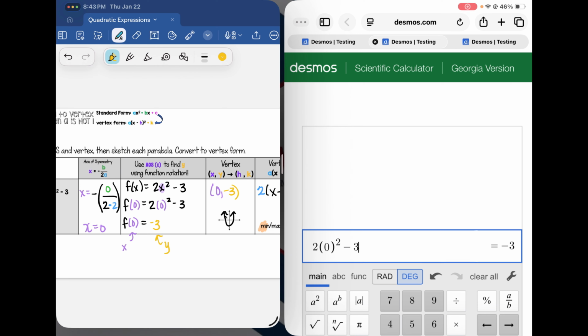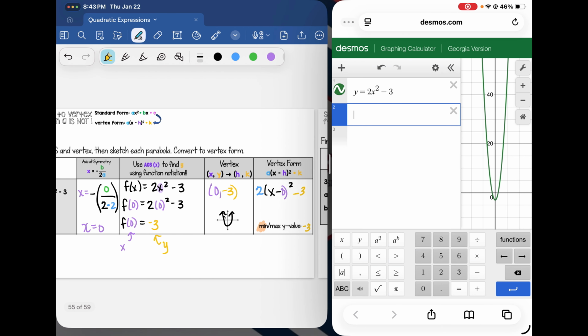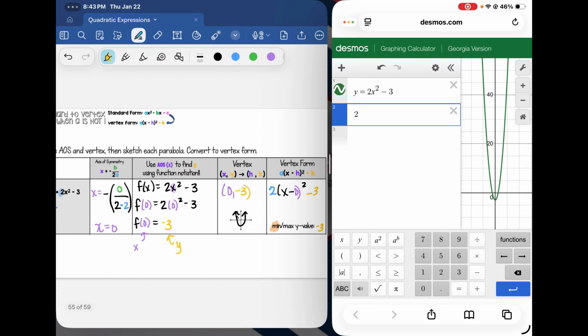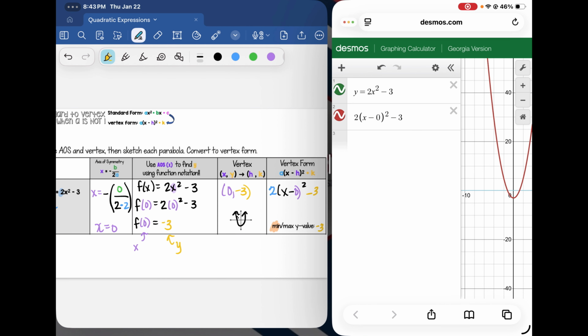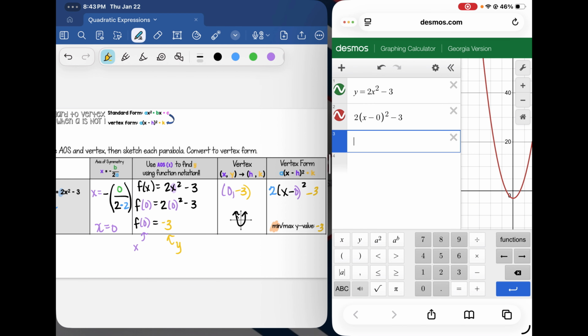All right, so let's use our Desmos to check. That's my standard form. And I'm going to type in my vertex form to see if they are equivalent, aka do they match? And they do. And my vertex is 0, -3, like it said. And my axis of symmetry is 0 because it's splitting it in half.